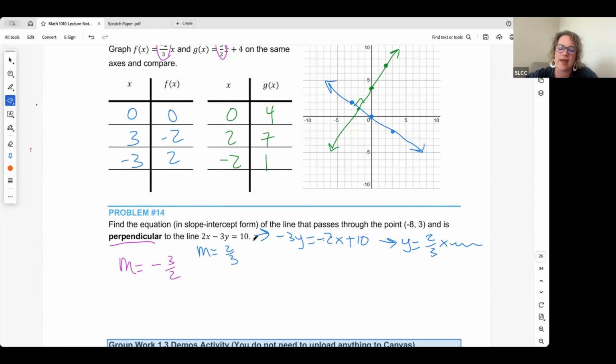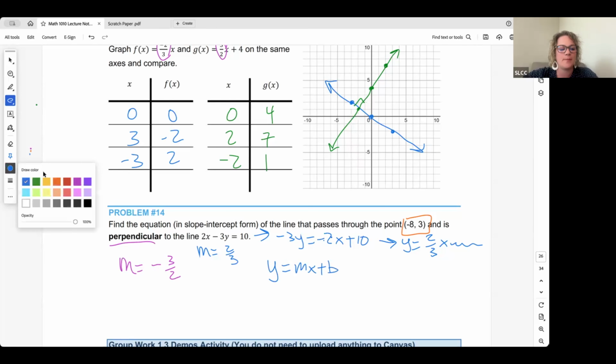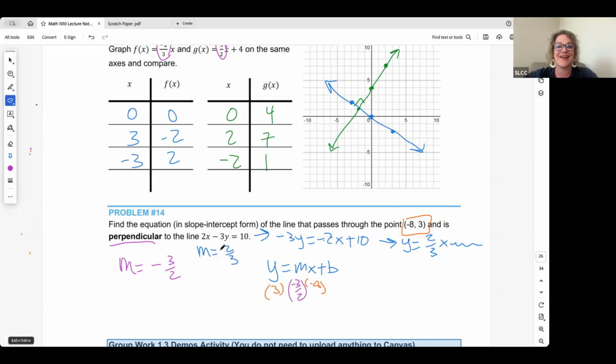And I need the y-intercept. I can use this point to plug in for x and y and solve for the y-intercept. I need the form y equals mx plus b. So I plug in negative 8 for x, 3 for y, and negative 3/2 for m. Plug it all in and solve for b. 3 equals negative 3/2 times a negative 8 plus b.